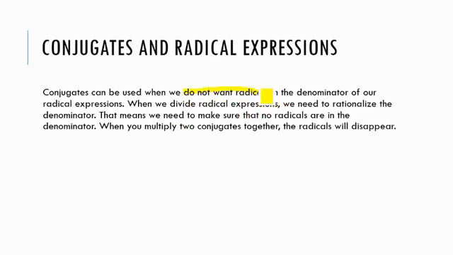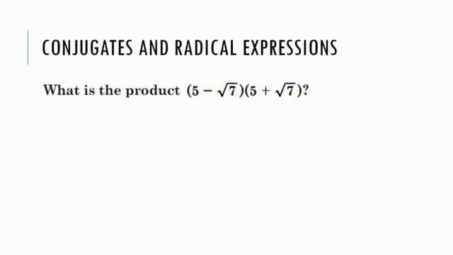So we do not want radicals in the denominator of our radical expressions. So when we divide radical expressions, we need to rationalize the denominator. That means take out all the radicals, so we make sure that there are no radicals in the denominator. Now the reason why conjugates help us is because when you multiply two conjugates together, the radicals will disappear.